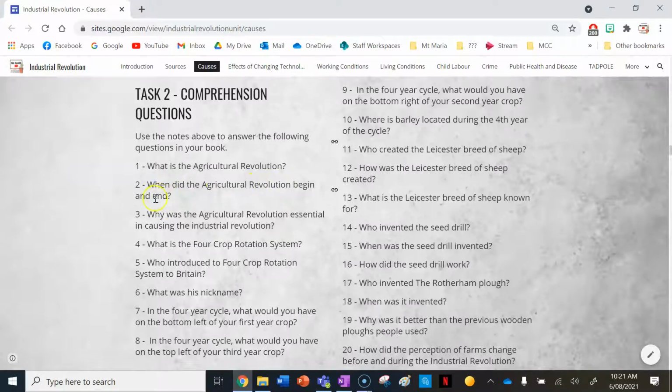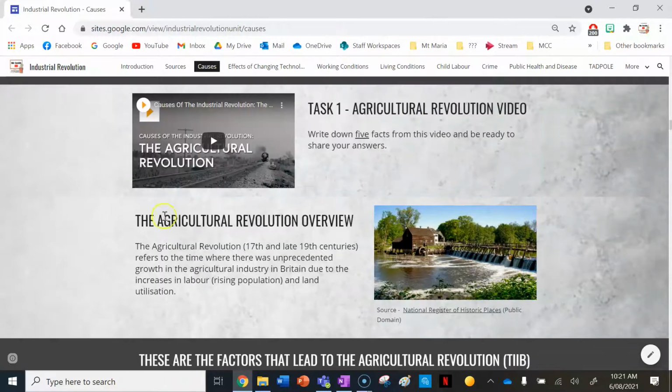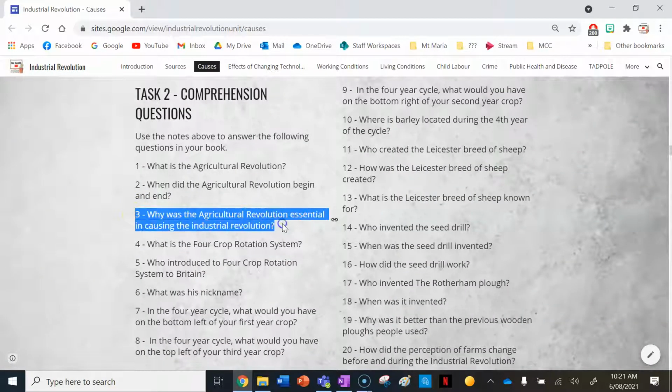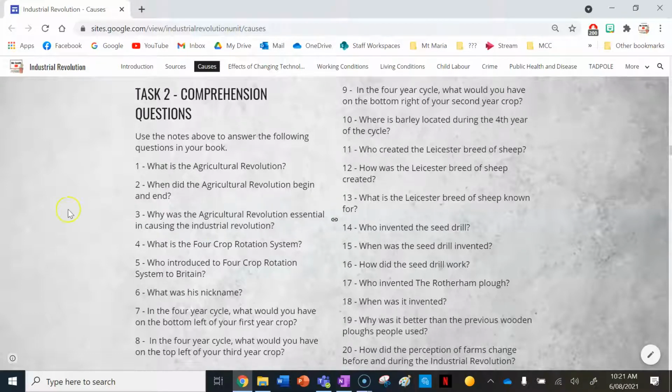When did the agricultural revolution begin and end? So we'll go up to here. So we've got the 17th and late 19th centuries. So that's our beginning and end date. Number 3, we've got here. Why was the agricultural revolution essential in causing the industrial revolution?